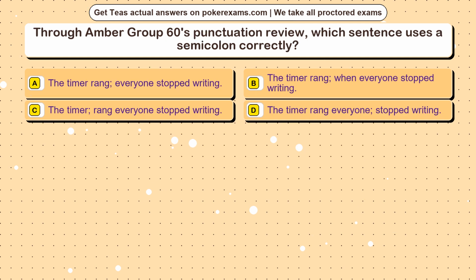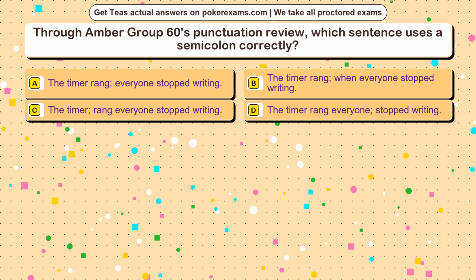Question 23. Through Amber Group 60's punctuation review, which sentence uses a semicolon correctly? Option A. The timer rang, everyone stopped writing. Option B. The timer rang, when everyone stopped writing. Option C. The timer rang, everyone stopped writing. Option D. The timer rang, everyone stopped writing.